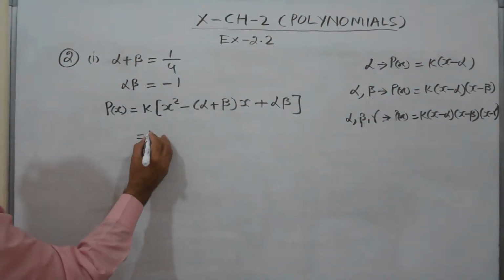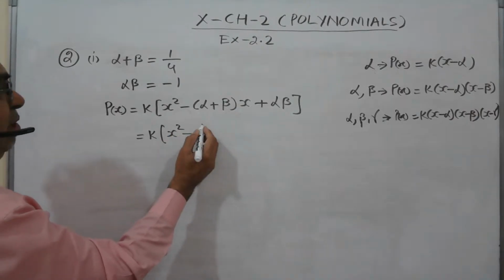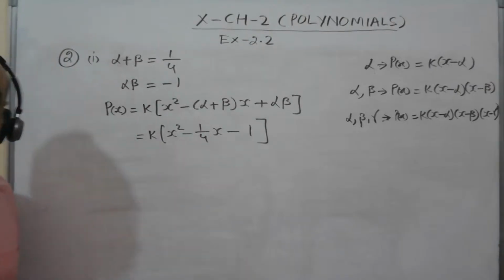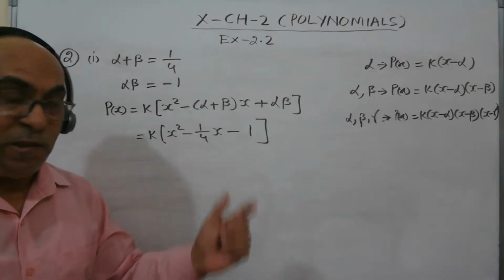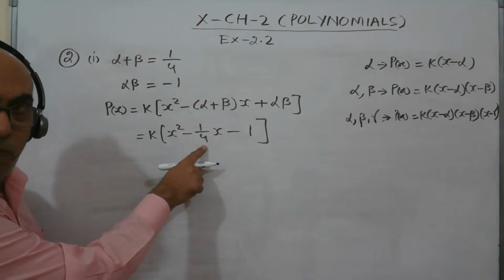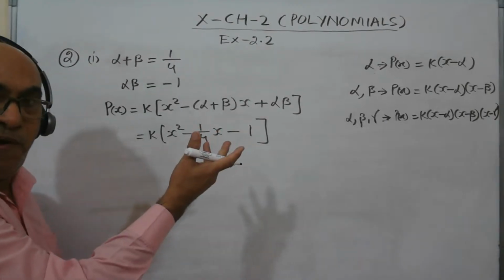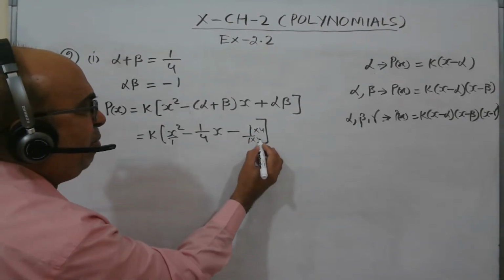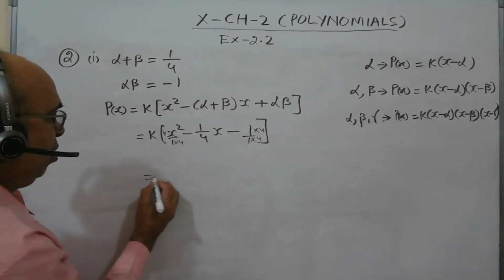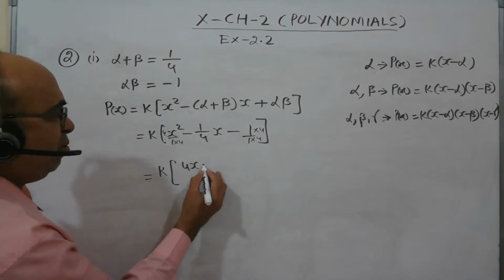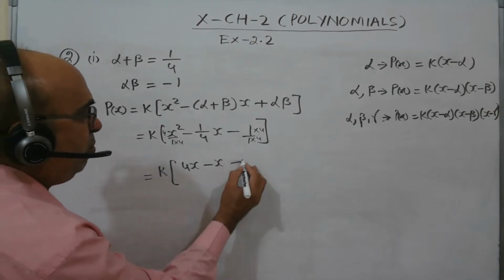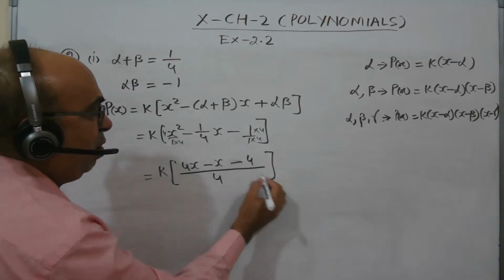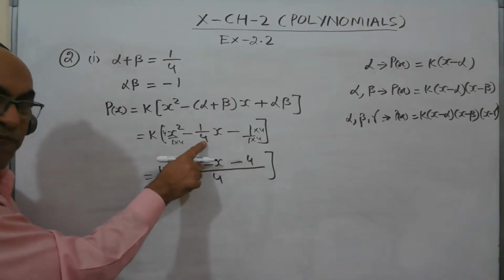So now we will substitute the values. x square minus 1 by 4 x minus 1. Look here. And then we have to simplify. Here the denominator is 4, so there are two ways: take the LCM and simplify, or make the denominators equal. Here it is 1, here it is 1. Multiply by 4 here also, and here 4. So we got 4x square minus x minus 4, and the denominator is 4, because here the denominator is 4, here 4, here 4.